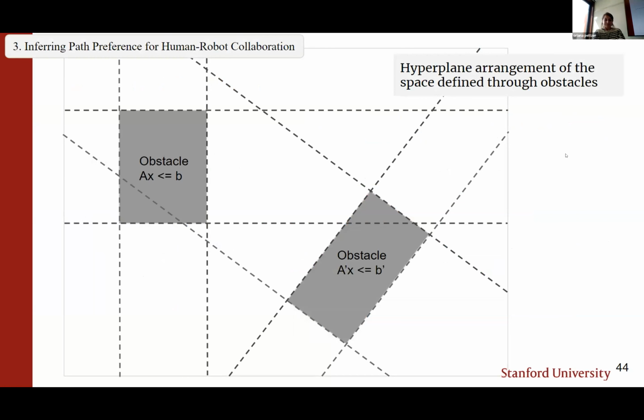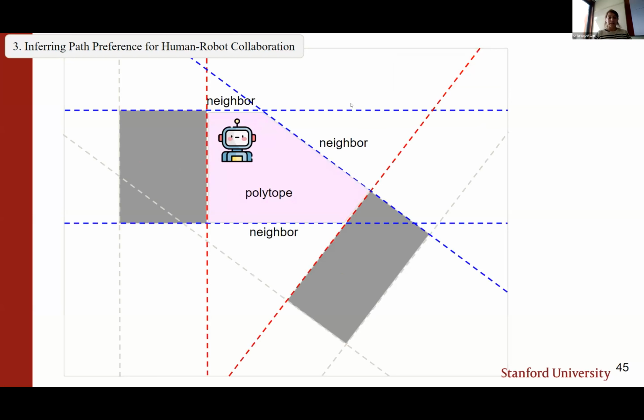I'm going to present how we end up with this encoding. We assume an environment where the obstacles are defined as polytopes, by what's called their hyperplane representation, so as an intersection of a certain number of hyperplanes. Using these hyperplanes, you can partition your space into what's called a hyperplane arrangement. At each point in time, the robot is located in one of the polytopes in the hyperplane arrangement, and it can move to another one by crossing one of these edges.